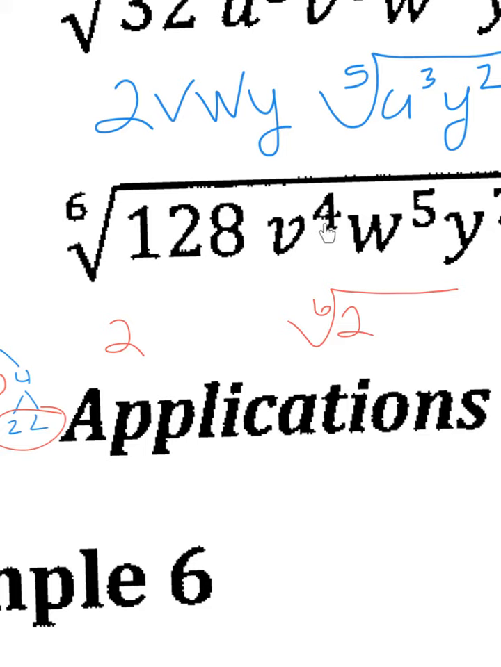And then we can start dividing our exponents. How many groups of 6? Well, I can't even make a whole group of 6, so this has to all stay inside. I like blue better. B to the 4th. Same thing here. I can't make a whole group, so the whole thing has to stay in. W to the 5th.